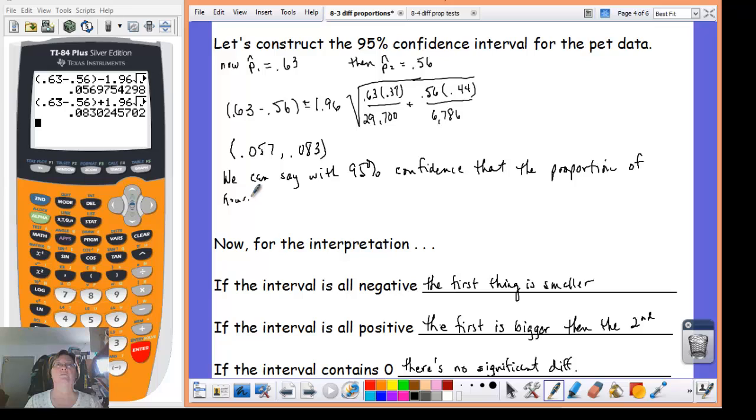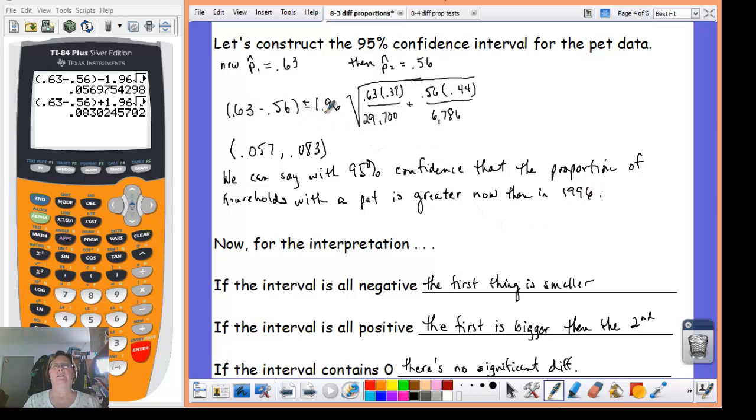Proportion of households with a pet, got to get that context in there, is greater now than it was in 1996. Greater now than in 1996. So there you go.